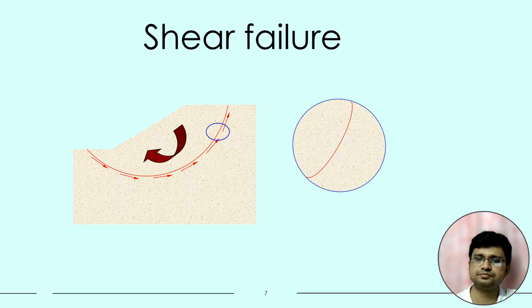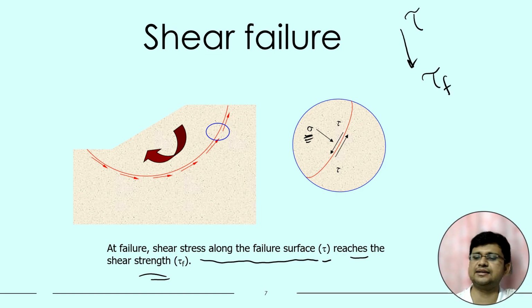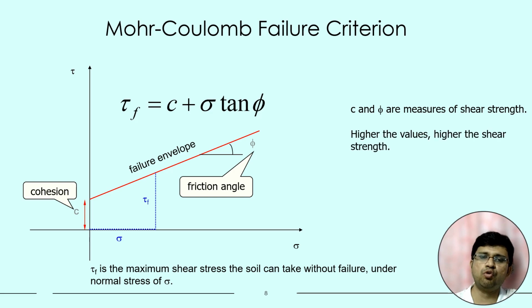This will be the direction of shear stress, and this will be the direction of normal stress. Normal stress is compressive. As I have mentioned before, normal stress will be compressive for geotechnical problems. Failure will occur when shear stress reaches the shear strength. Shear strength is the maximum shear stress that the soil sample can take. So tau f is the maximum value. When the shear stress achieves the maximum value, at that time there will be failure. Now, Mohr-Coulomb failure criteria.